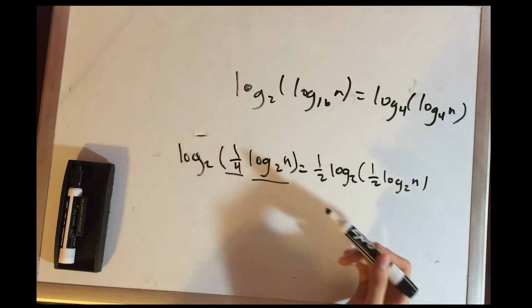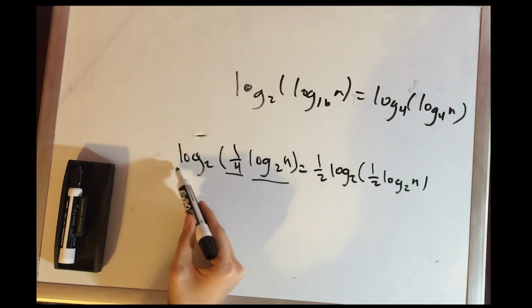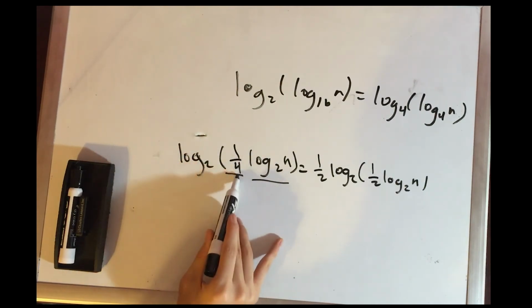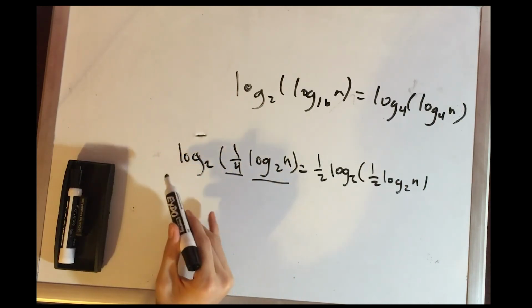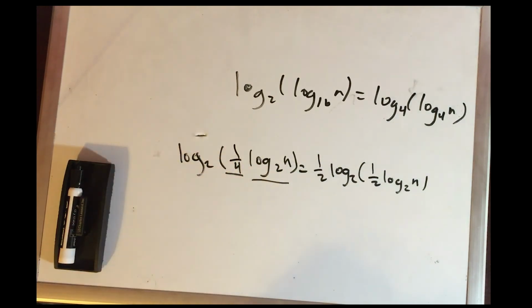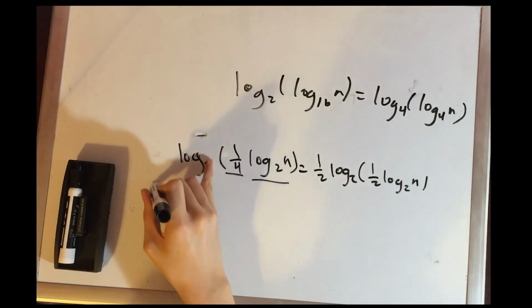And the reason that we would want to do that is because when we separate it into log 2 of 1/4 and log 2 of log 2 of n, we're separating it into constants and we're separating it into variables. So the more you separate the constants from the variables, you're getting closer to solving for the variable. So that's a good thing to do. So I'll go ahead and do that.